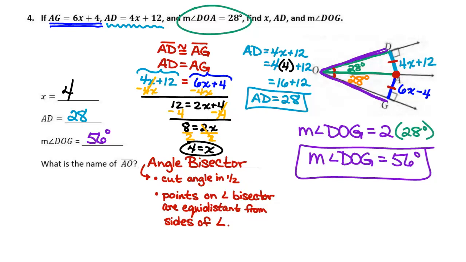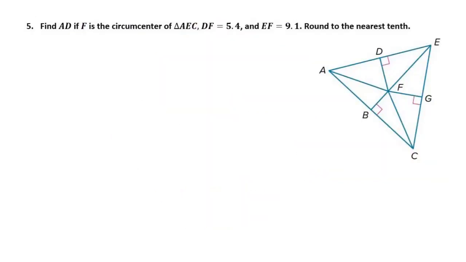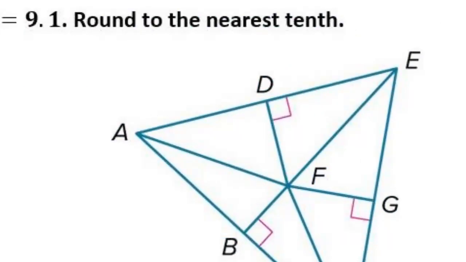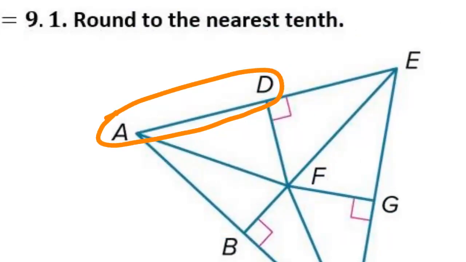What else would you guys like to see me work through? Number 5? Absolutely. Find AD if F is the circumcenter. All right, I'm going to stop right there before I read any more. It says find AD. Here it is. We want to know what this length is.